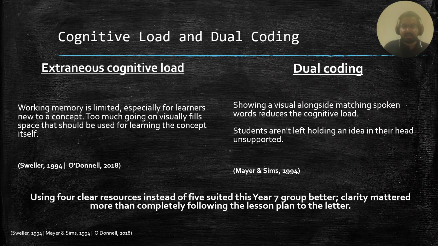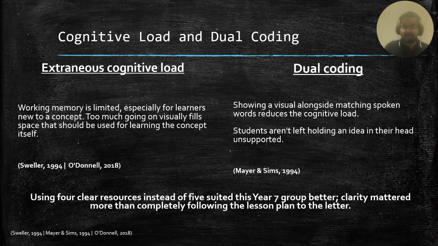Research does back up this decision. Sweller states that novice learners have limited working memory capacity and that too much visual information at once occupies cognitive space that should be used for learning the actual concept, which he terms extraneous load.